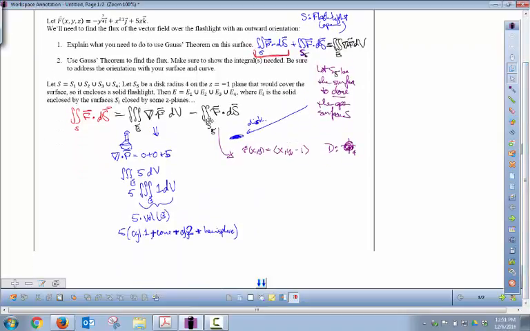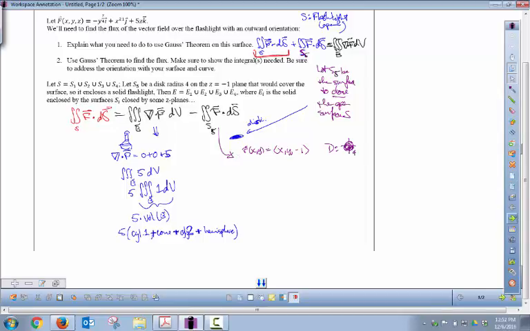We want to compute 2 things. We want to compute a triple integral over the solid, and the solid happens to have 4 pieces that are kind of fused together. And we're going to need to find the flux of a surface, a flat surface. All right, so let's pick it up from here.